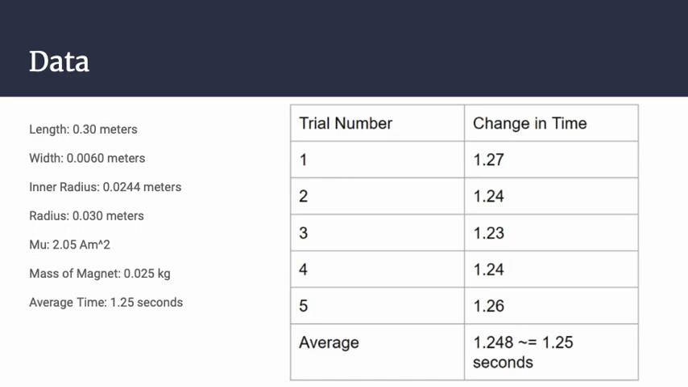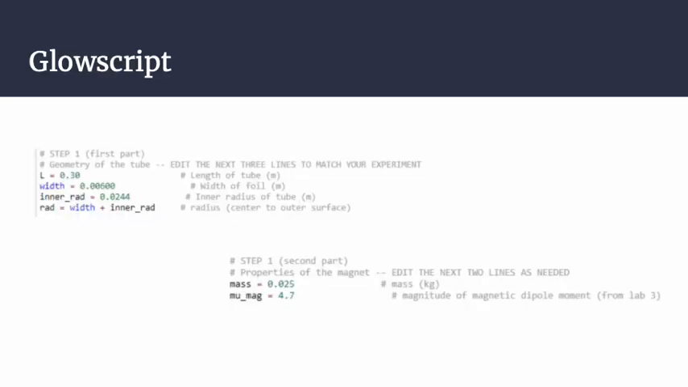On the right, you can see the table of trial number and change of time, and the average found of all of these trials at the bottom, which is roughly 1.25 seconds.